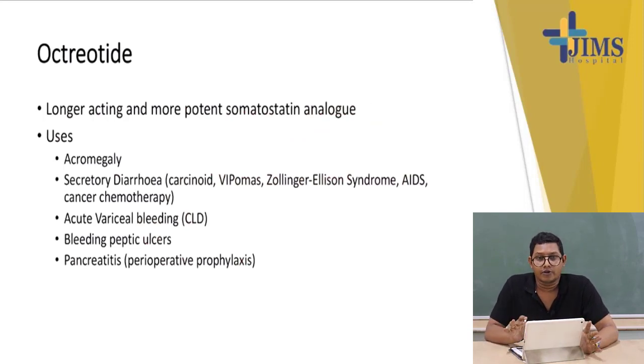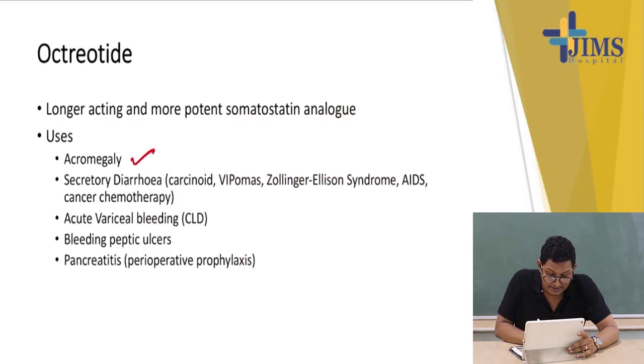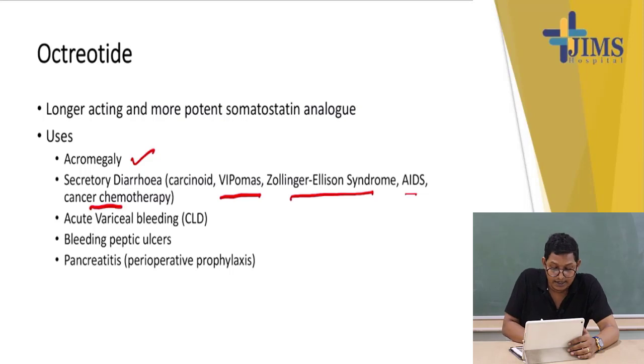Out of this, octreotide is mostly used, which is a longer acting and a more potent somatostatin analog used in cases of acromegaly, secondary diarrhea due to carcinoid, VIPomas, that is vasoactive intestinal peptide tumors, Zollinger-Ellison syndrome, AIDS and cancer chemotherapy. So, this is very important.